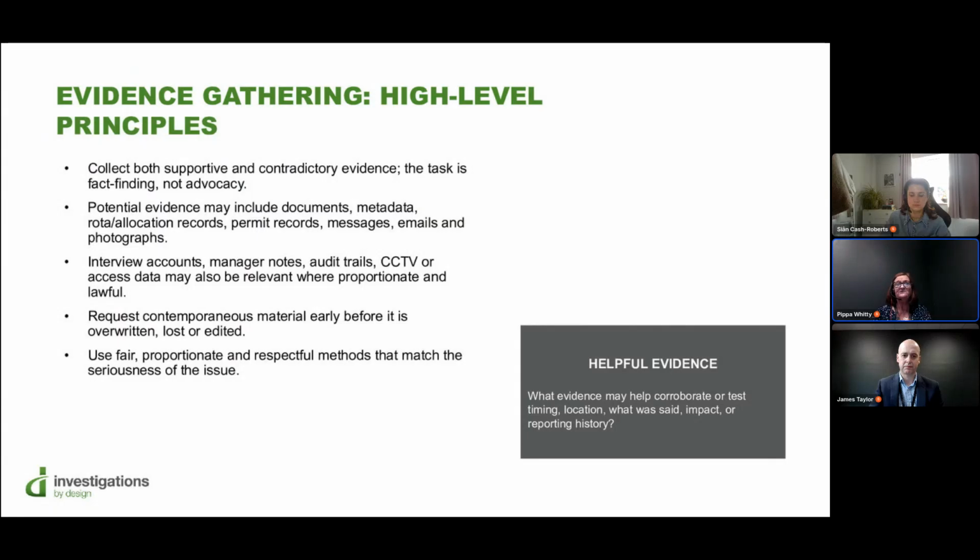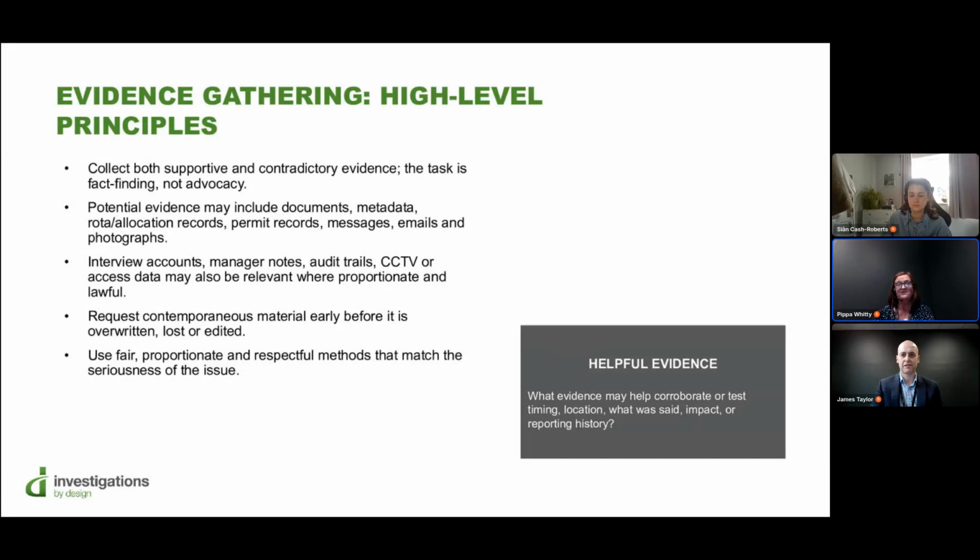One of the biggest practical tips we give is to request contemporaneous material early. Messages get deleted, they even get tampered with. Systems automatically overwrite older data, and memories can shift surprisingly quickly. So securing those early records can really make a significant difference to the quality of your findings.